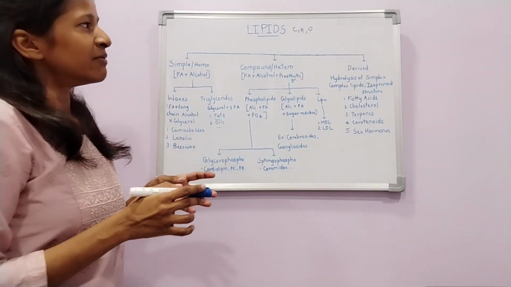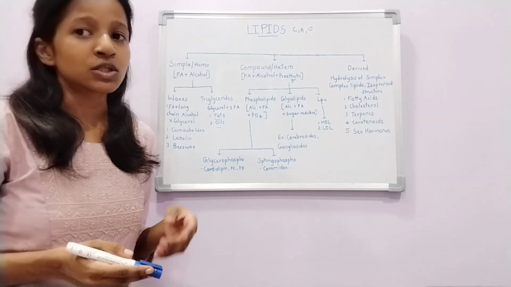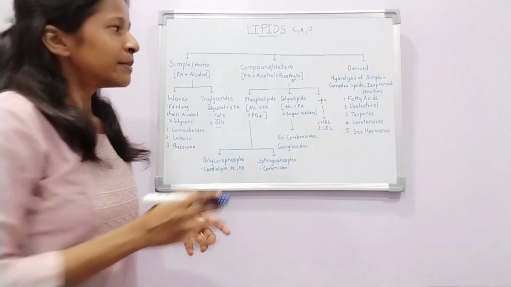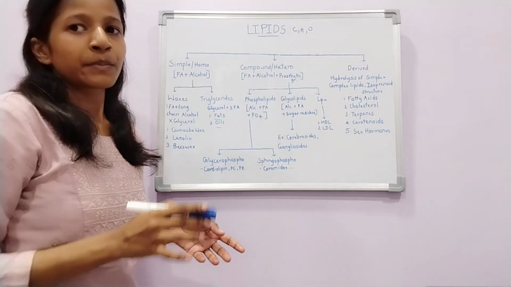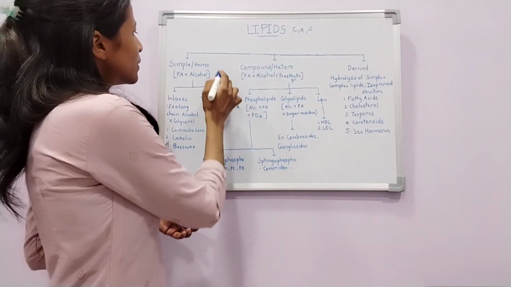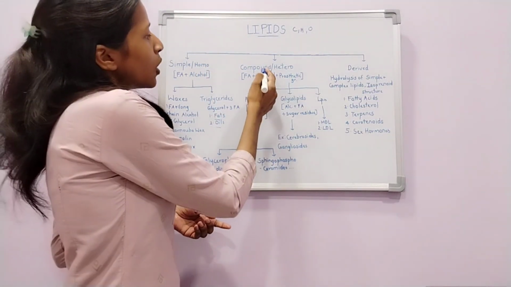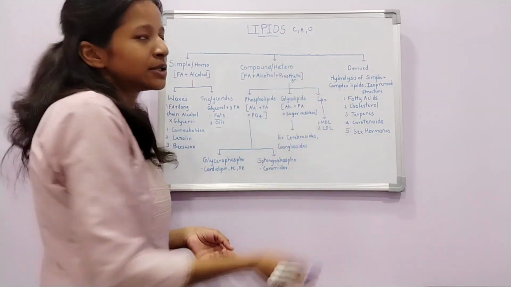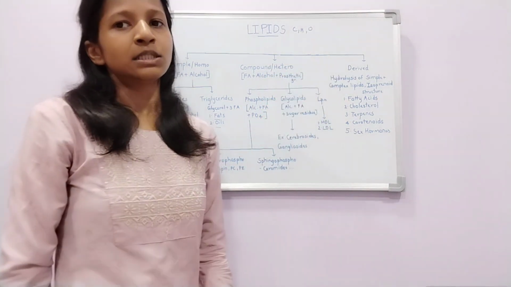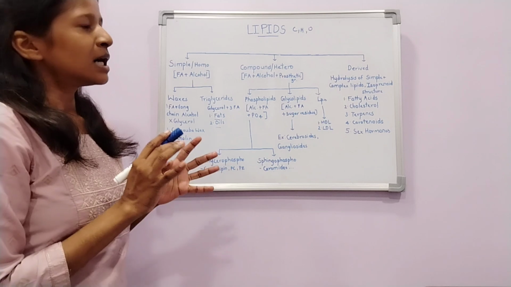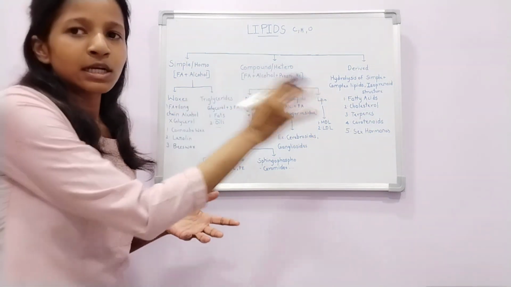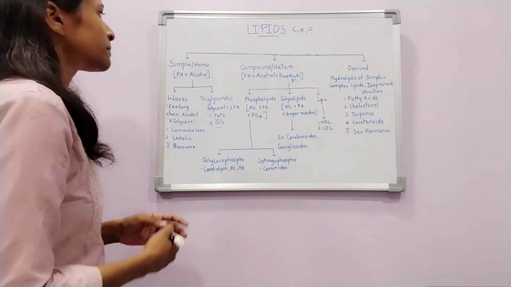Now, there are multiple ways to classify lipids based on their structure, based on their function, but in order to keep it very simple, lipids can be classified into simple, also known as homolipids, or compound or heterolipids, and then there are derived lipids. Let's see how and on what basis lipids are classified in this manner.